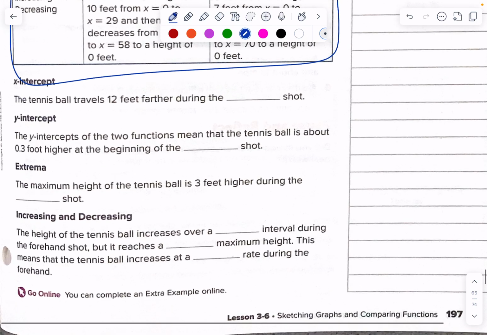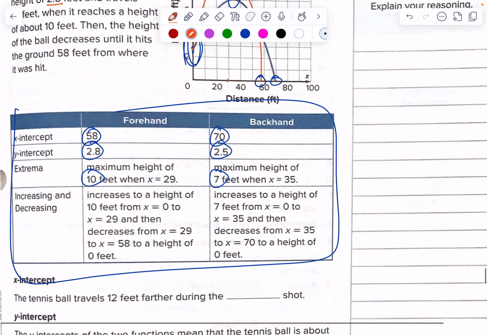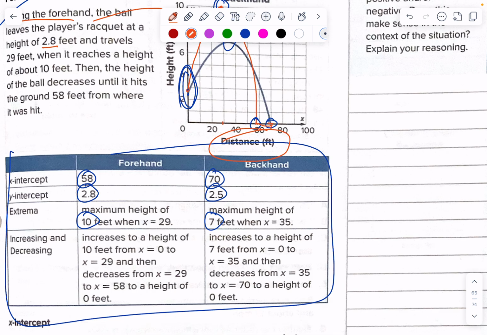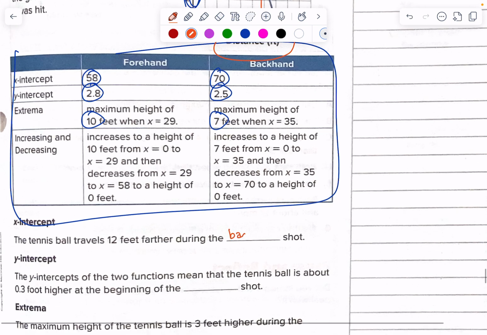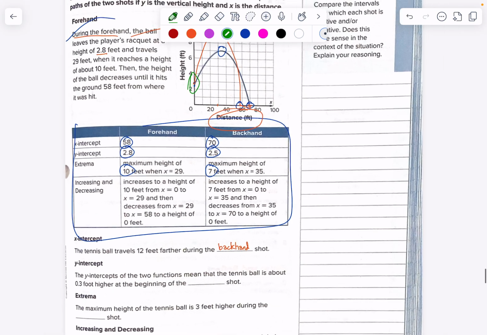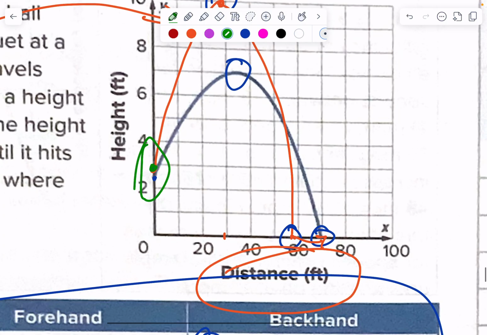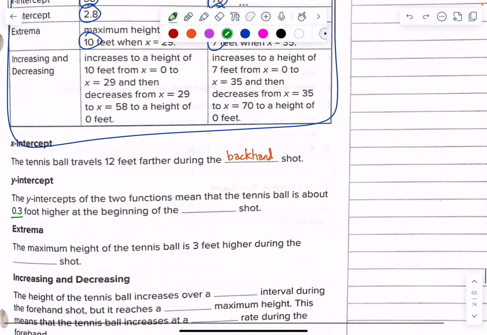Okay, let's fill in these blanks real quick. The tennis ball travels 12 feet farther during the backhand shot. The distance here, 12 feet further for the backhand shot. Then the y-intercept, right here, is what they're having us compare second. The y-intercept of the two functions means that the tennis ball is about 0.3 feet higher at the beginning of the forehand shot, which is this orange one. So it's a little bit higher for a forehand shot than a backhand shot.